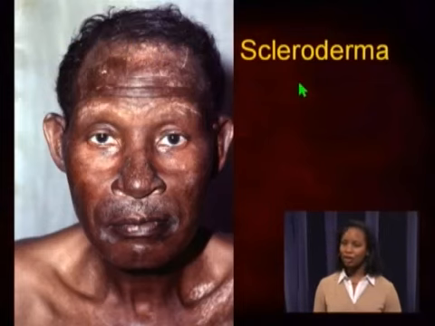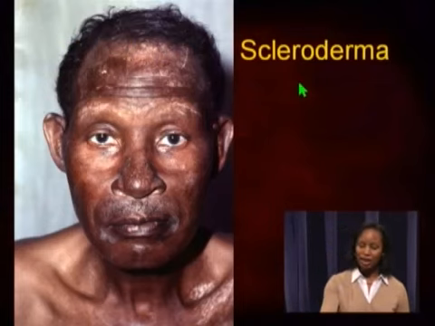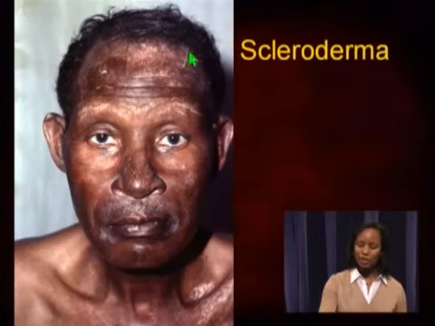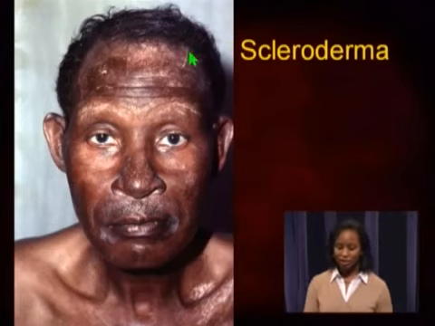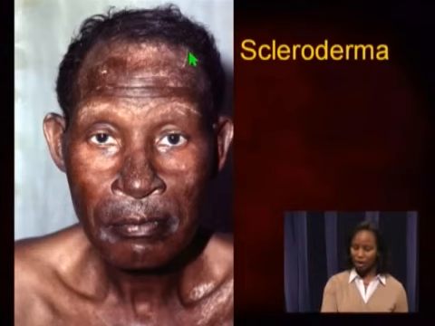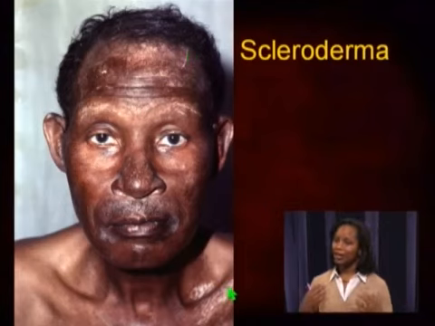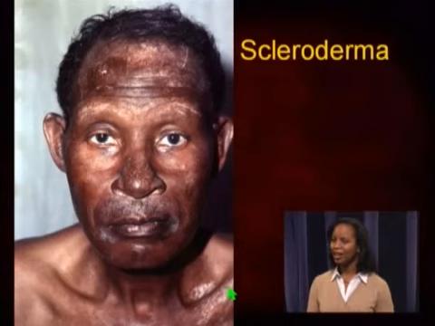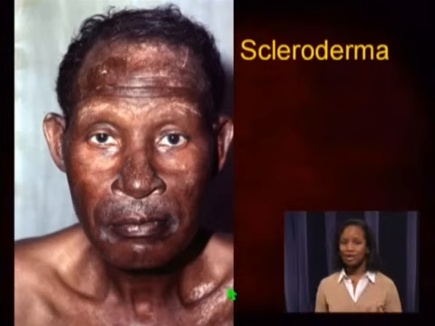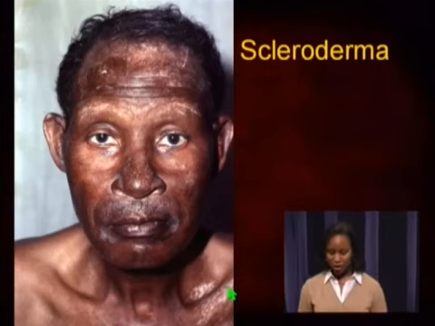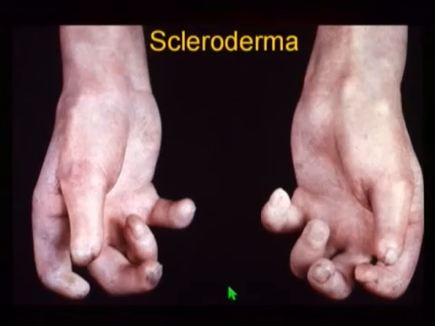And then here's another adult with scleroderma. And here's where I was talking about that kind of salt and pepper discoloration of the skin. You can see across his forehead and also down here around his clavicle. And again, that skin would feel very tight, very firm. This patient might have trouble even moving his head from side to side because of involvement of his neck.